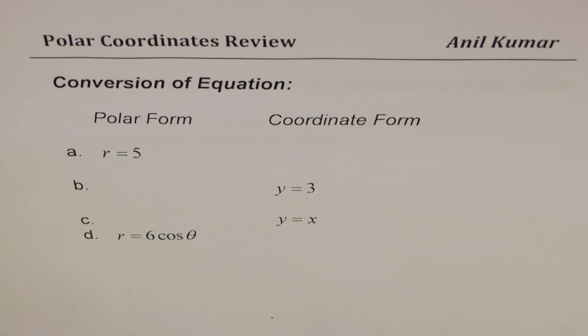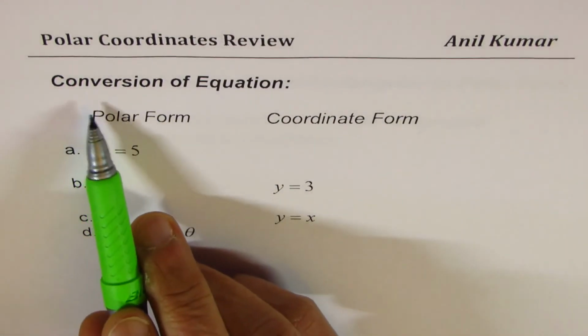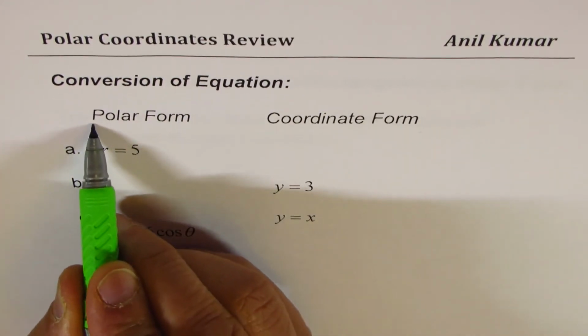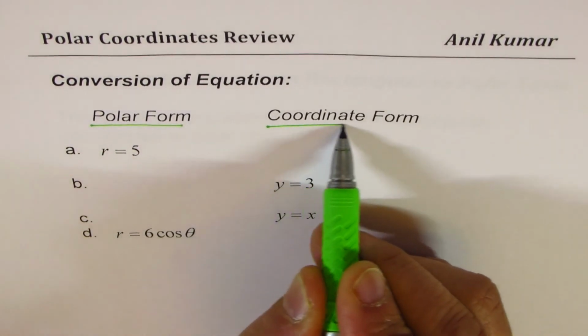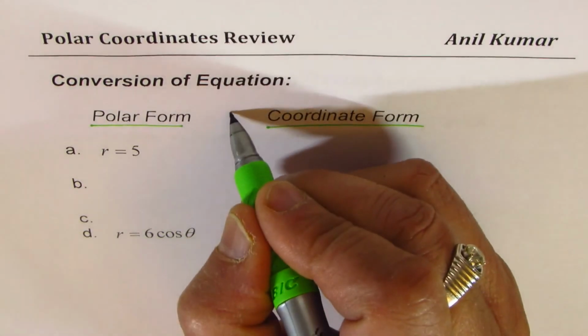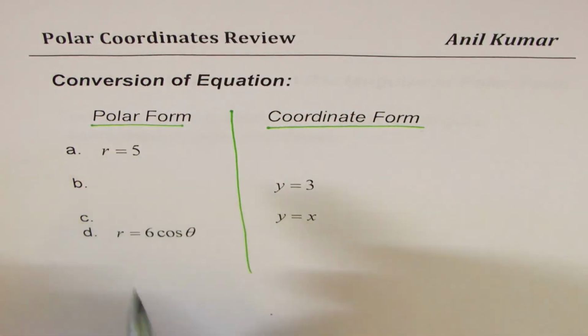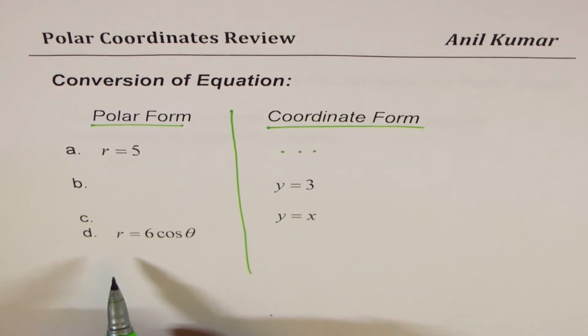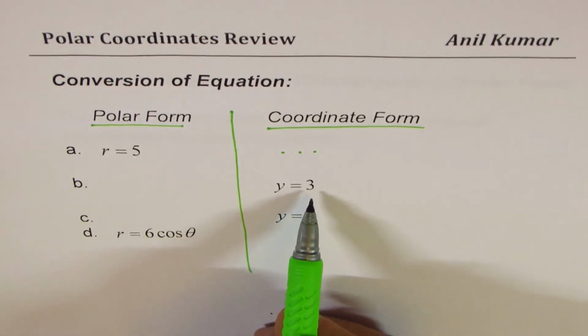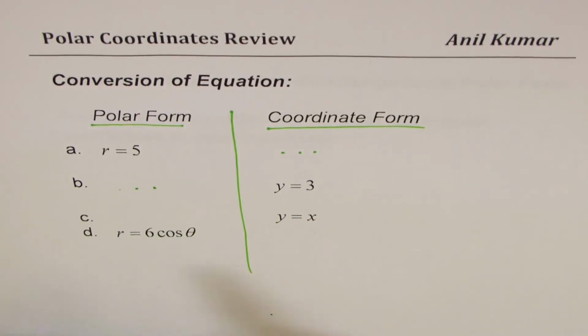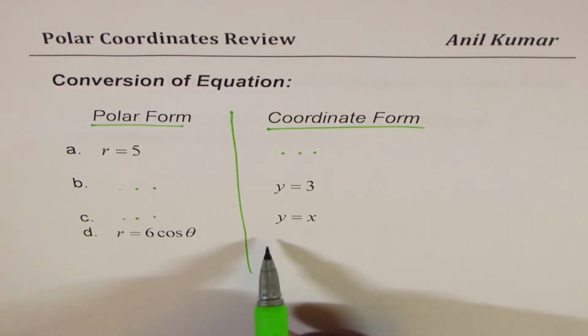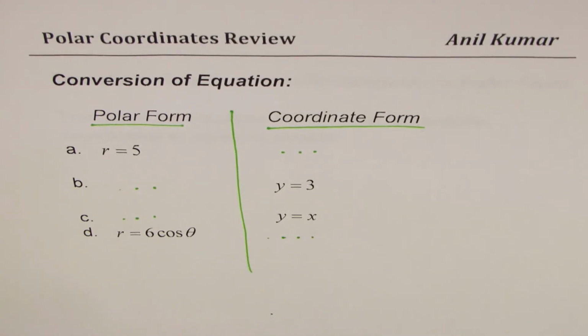Here is a practice test question for you. You need to do conversion of equations. We are given polar form and also rectangular form, so it is a fill in the blanks kind of thing. For r equals 5, what should be the equation in rectangular form? For y equals 3, what should be the equation in polar form? For y equals x, what is it? And r equals 6 cos theta should be written as what? So that is the question for you. I'd like you to pause the video, answer the question, and then look into my suggestions.